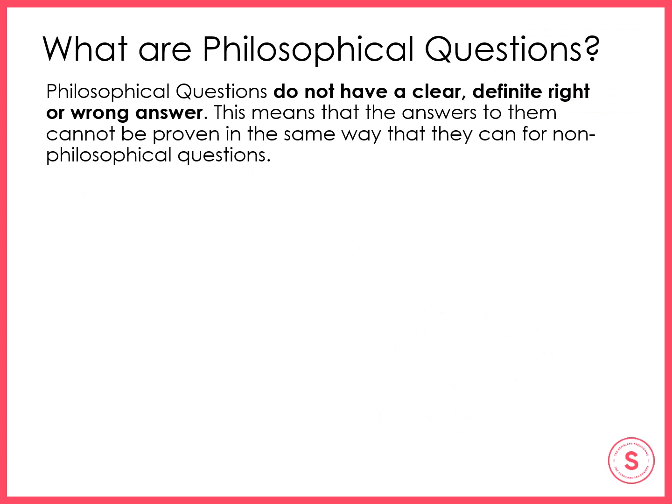So, one of the things that makes these deep philosophical questions different to questions in other subjects is that they do not necessarily have a clear, definite, right or wrong answer. And this means that the answers to them cannot be proven in the same way that they can for non-philosophical questions. In other subjects, you might be able to look at a book or a textbook to find the answer to your question and find that people generally give the same answer, but that's not the case necessarily for philosophy.